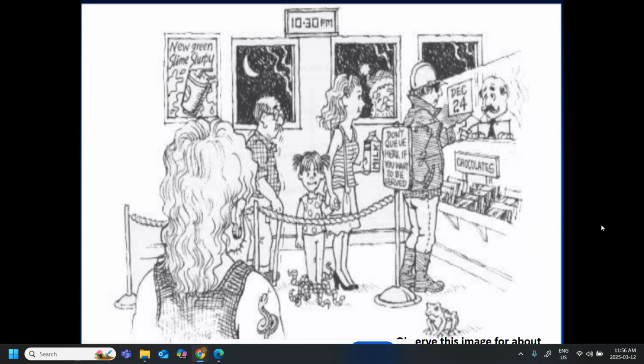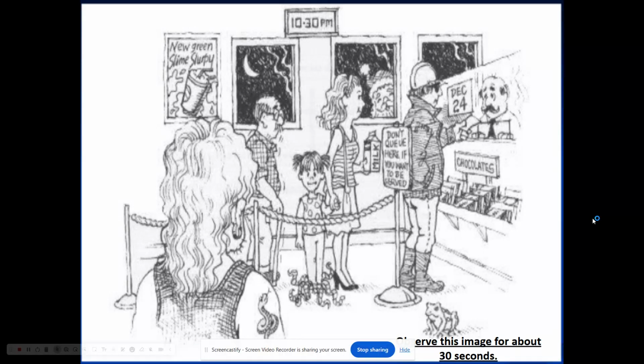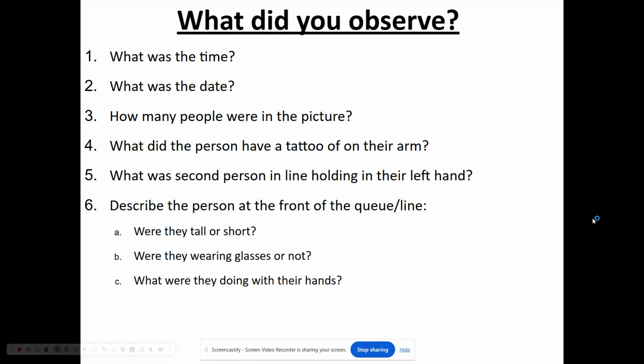All right, that was 30 seconds. Now we're going to try to answer some questions. Don't go back to the picture. Just try to answer questions based on memory. So what time was it? 10:30 p.m. What was the date? December 24th. How many people were in the picture?